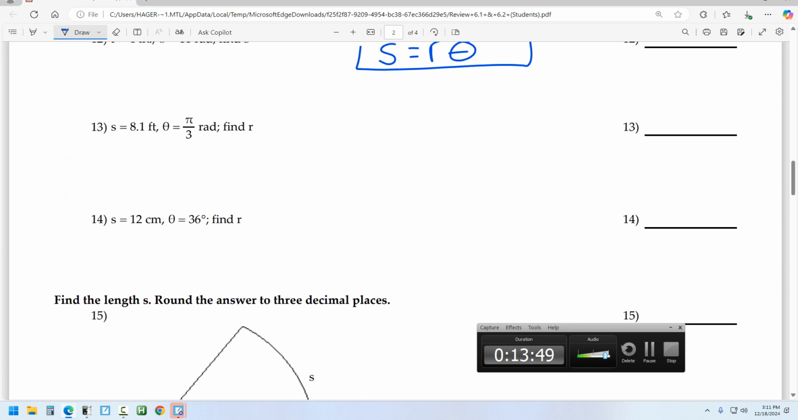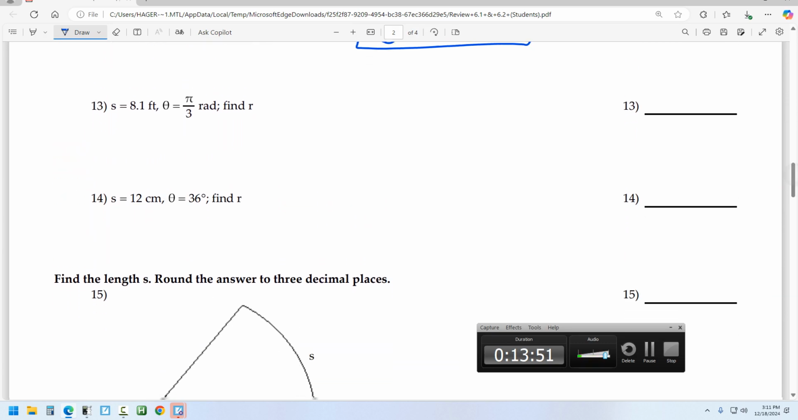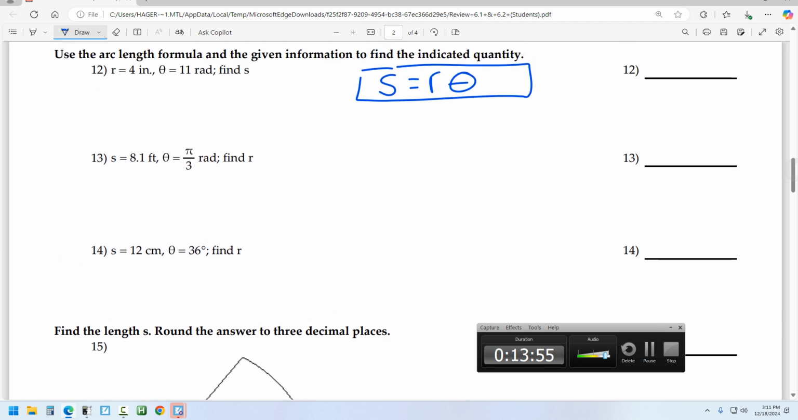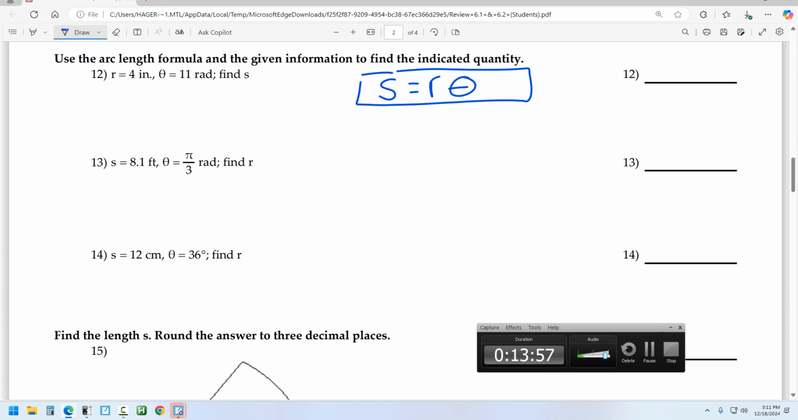Okay. So can we do all 3? Let's pick like 2 of them. We can do one where you're finding R and one where you're finding S, because there's some repeats. So let's start with the one where you're finding R. That would be 13 or 14. Alright, let's do 13. So we're going to fill in everything that we have.